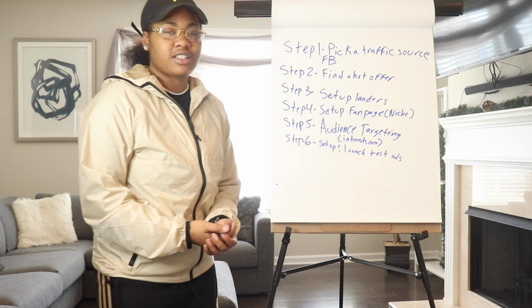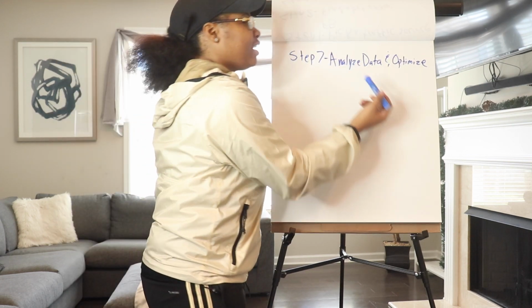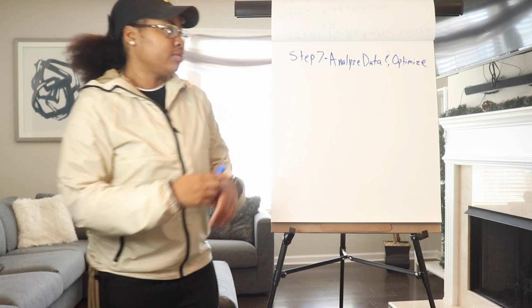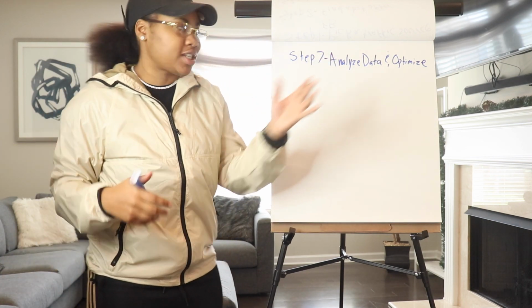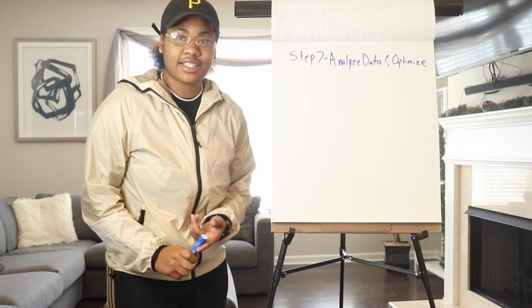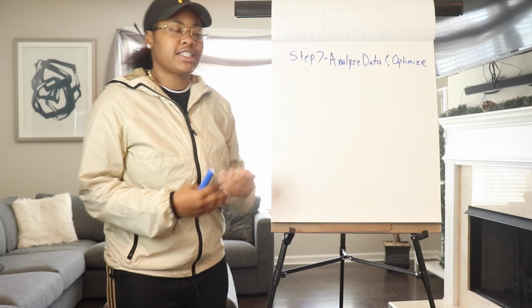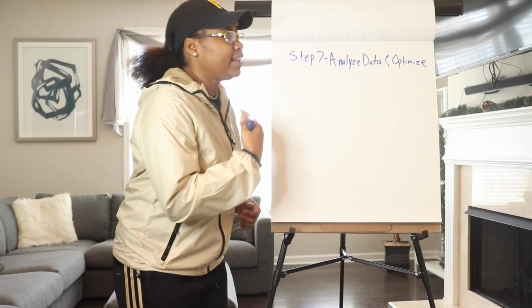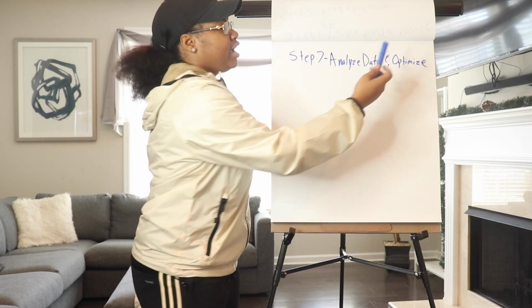Now this is where we start getting some traction, because step 7 is analyze data and optimize. Now this could be a whole training course in itself. You want to analyze who's clicking. You want to analyze the type of devices that are clicking. Where are you getting your cheapest clicks? Or what placement is it on? Things like that is how you analyze your data and you optimize.